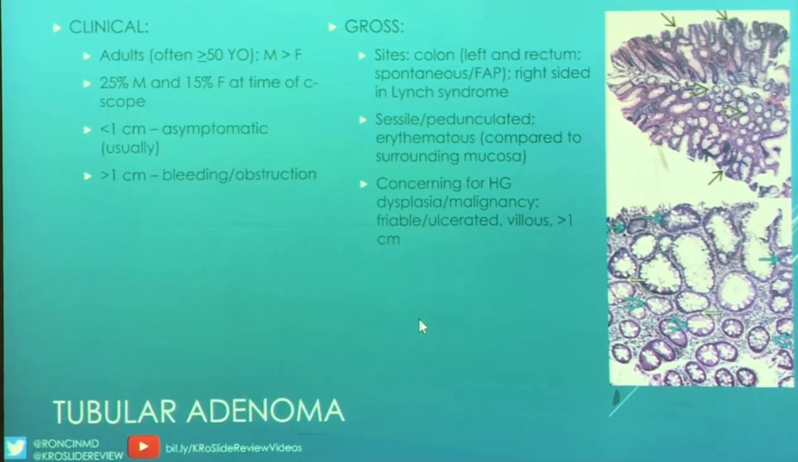They can be sessile, which means flat without a stalk, or they can be pedunculated. They are often erythematous or redder than the surrounding mucosa. If they are friable or ulcerated or villous, which again means those finger-like projections, or very large, that's when you start to get concerned that there's maybe some high-grade dysplasia going on.